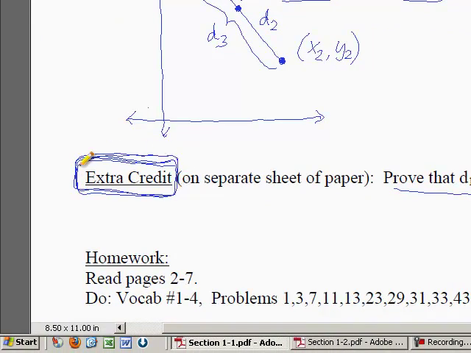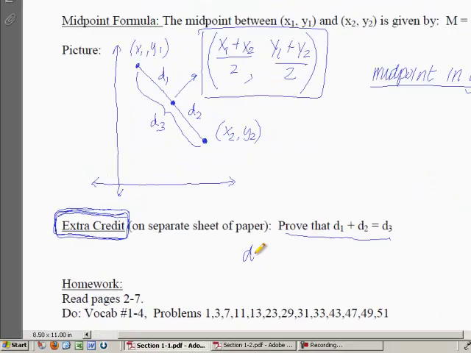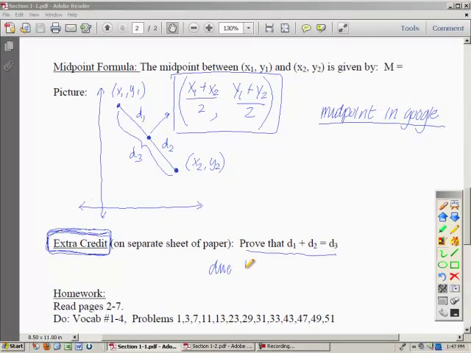Please start working on it. I'm going to have this extra credit due by section 1.3. So that gives you a couple of days. I don't want to put a date on there, but take a look as to when we're expecting that due.